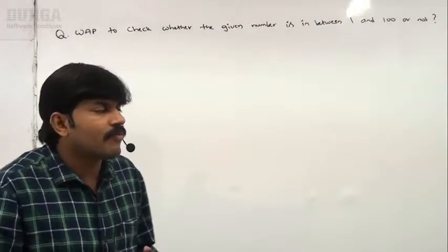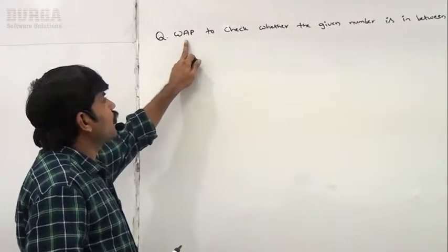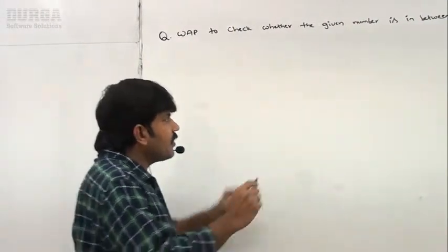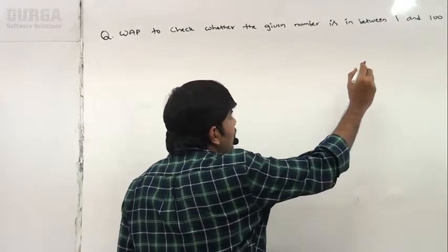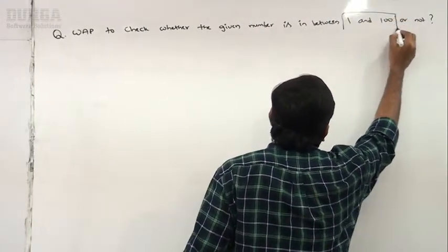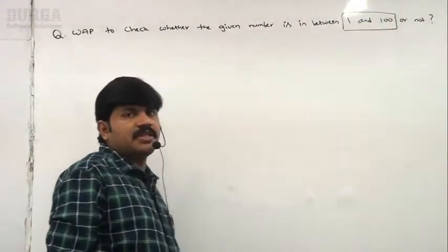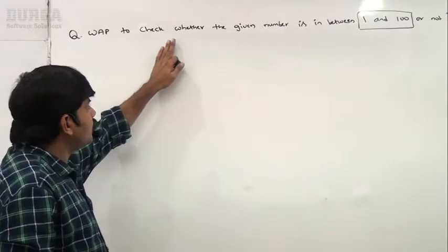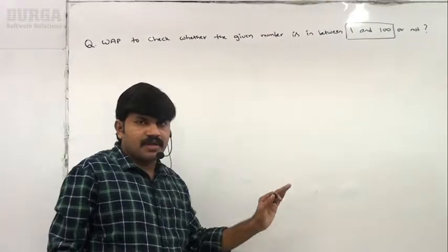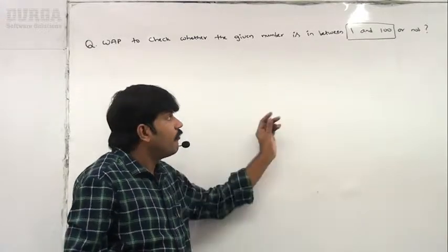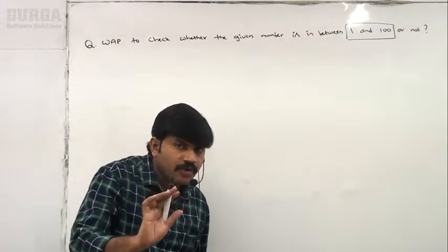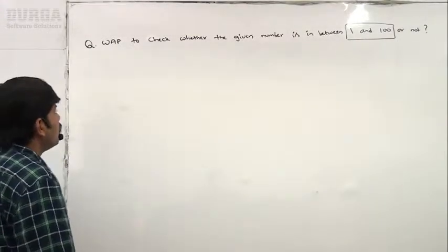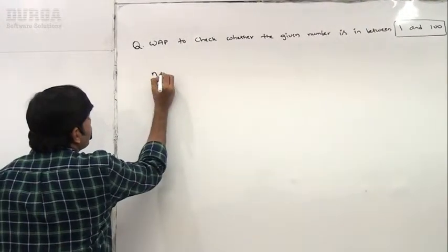Now let me go for one more example. Write a program to check whether the given number is in between 1 and 100 or not. This is my requirement, right? Write a program to check whether the given number is in between 1 and 100 or not. What is the way, sir? Okay, very simple. Read the number from the keyboard.